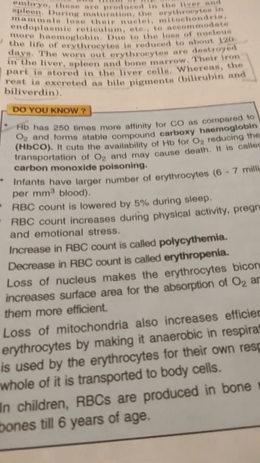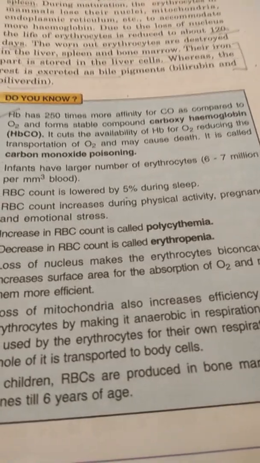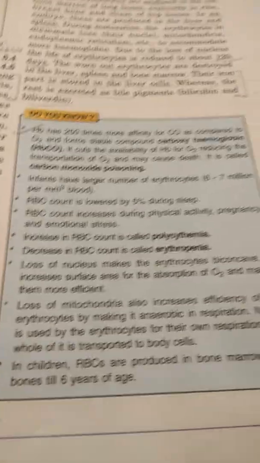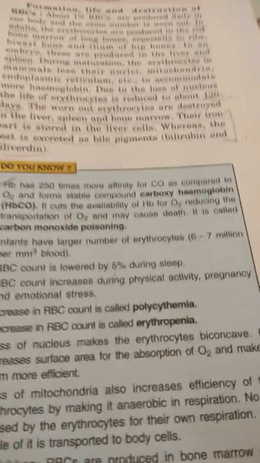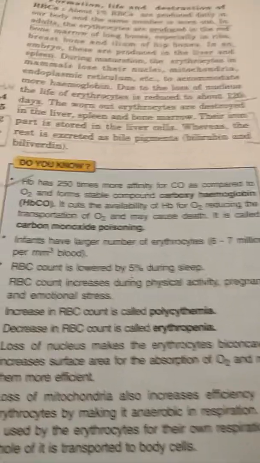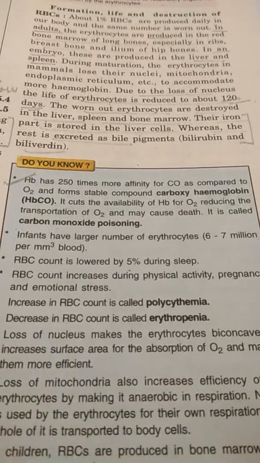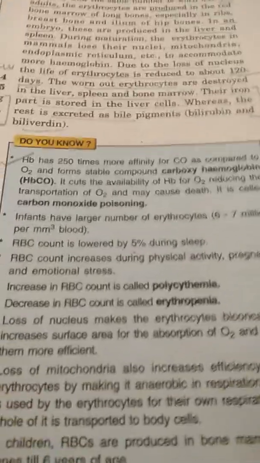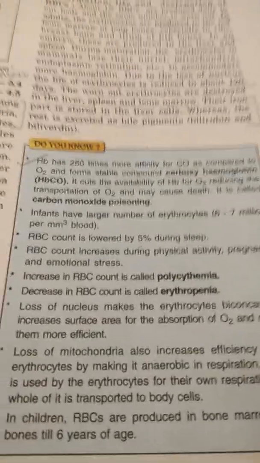Red blood cell count increases during physical activity, during pregnancy and emotional stress, because more energy is required for that. For more energy, the respiratory activity should be more. So more respiratory activity, more intake of oxygen. So more red blood cells are required.